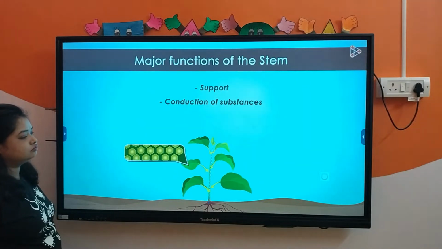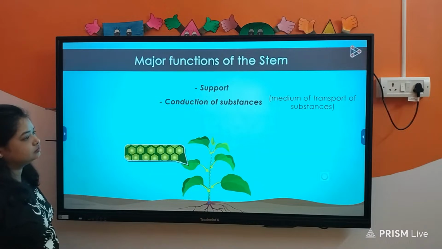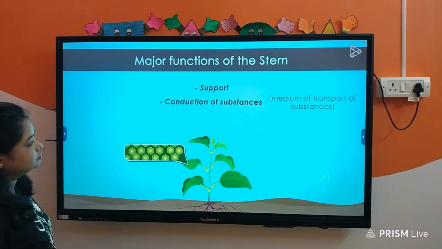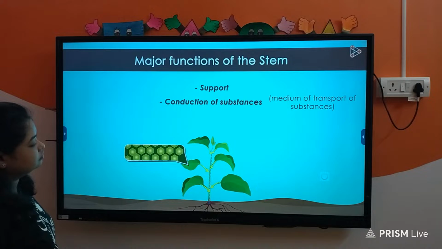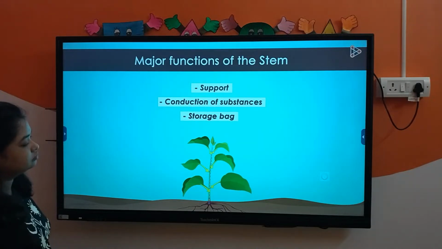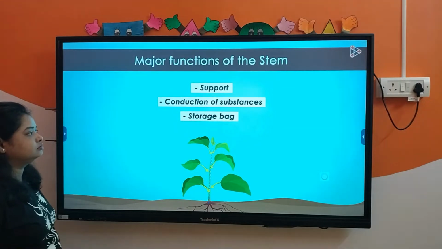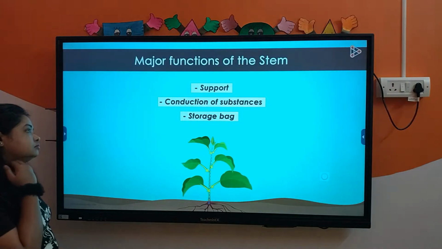The stem takes up this responsibility. It acts as a medium of transport of substances. Now let me tell you one very interesting fact. Apart from the functions of support and conduction, in some cases the stem also functions as a storage bag. Yes, just like roots, the stem is also a place for food storage in certain plants.